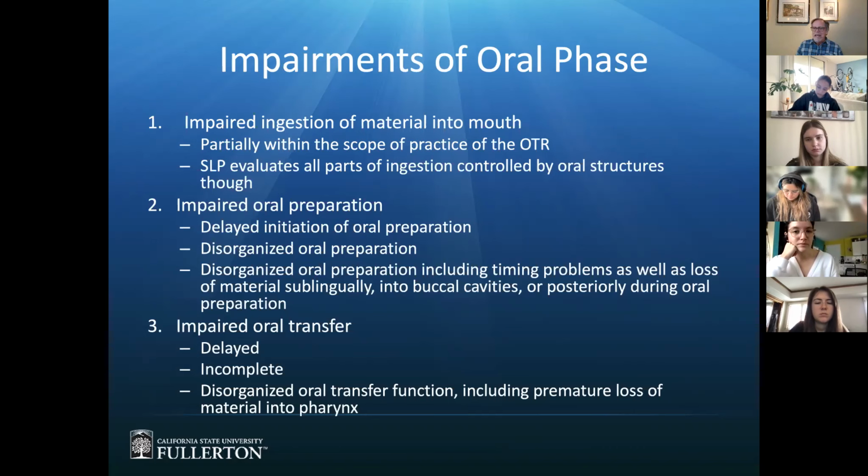It could also include incomplete oral transfer, where they do push it back, but not all of it. Generally speaking, when you push a bolus back into the throat, it should all be out of the mouth. A lot of times it's not, usually because the tongue is too weak to create the amount of pressure needed to push it fully back.